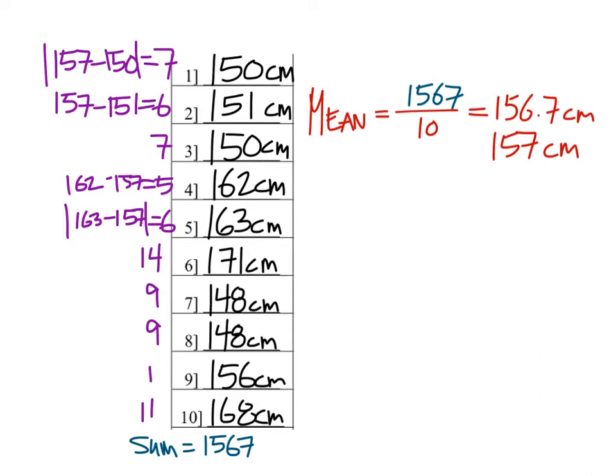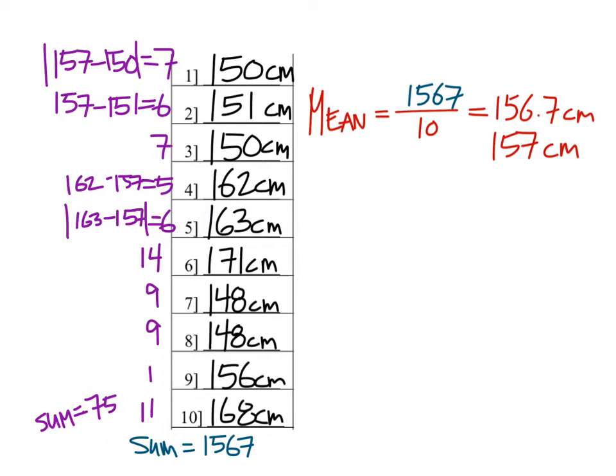Now we've got to figure out their sum as well. So I'm just going to go through and add all these together. 7 plus 6 plus 7, 5, 6, 14, 9, 9, 1, and 11. So after adding all these, we got 75, which is the sum.